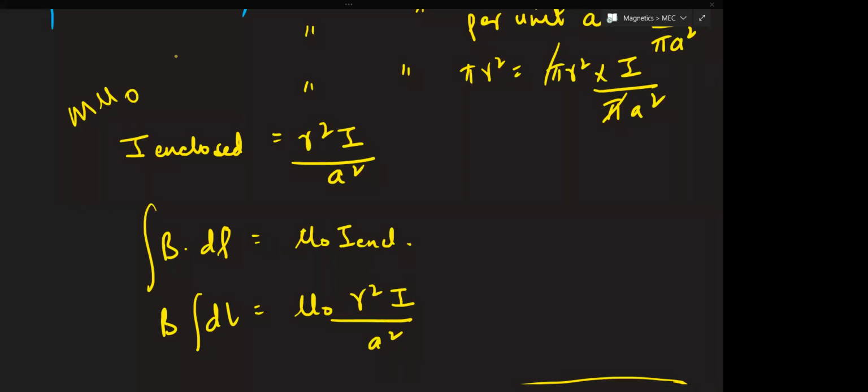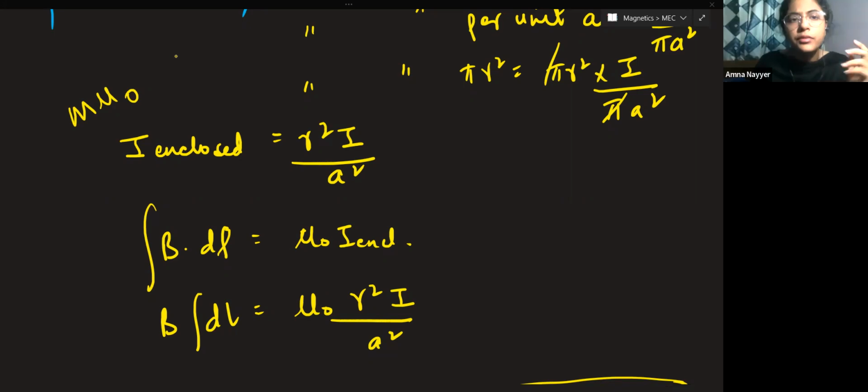Also, if there was a second part, means instead of having the field inside, had it been outside, what change will come? Can anyone tell? Any change that will come if it is outside? Means r is lesser than a in this first part, so now it's r greater than a. Anyone? What will be the difference that will come in this entire derivation?